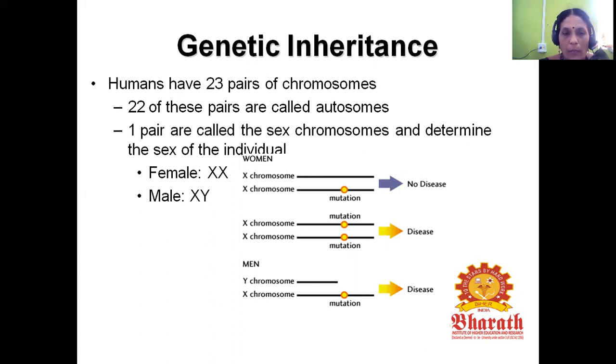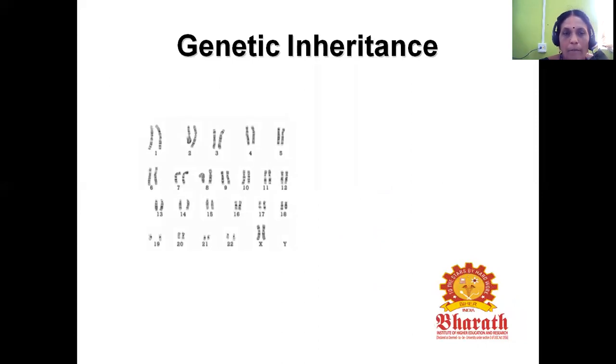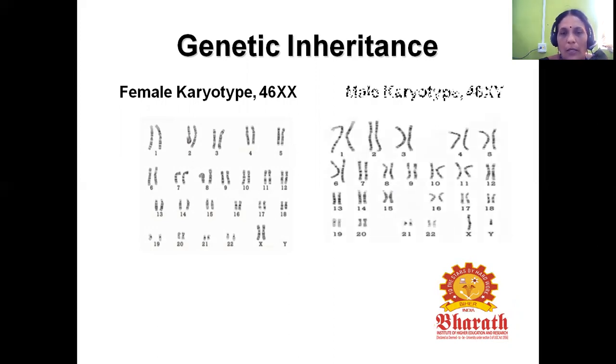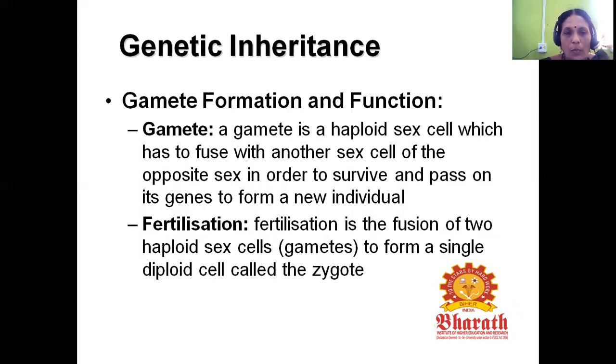In humans having XX chromosomes, if one X chromosome has a mutation, that will not cause the disease, but if both X chromosomes undergo mutation, that leads to the disease. But in the case of men, having only one X chromosome, if it is mutated, that leads to a disease. So the female karyotype is 46 XX, and the male karyotype is 46 XY.